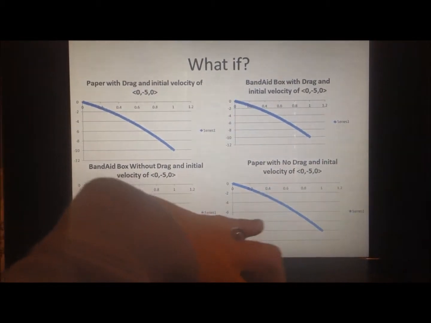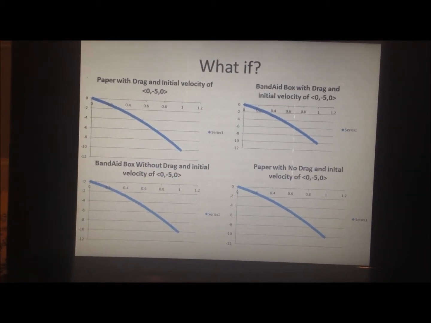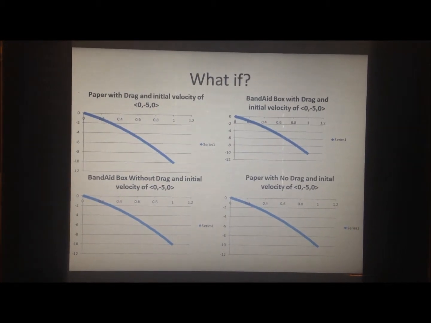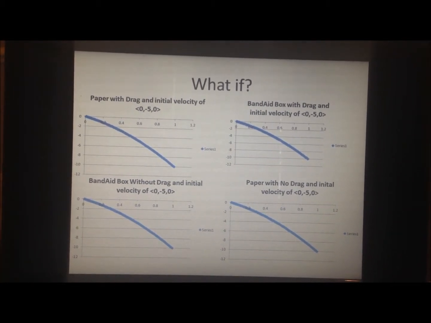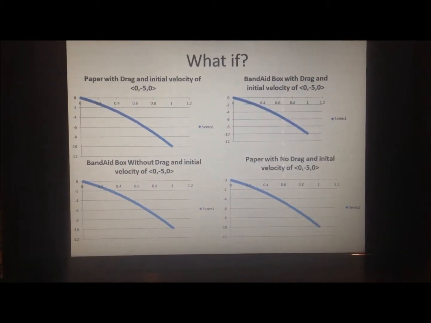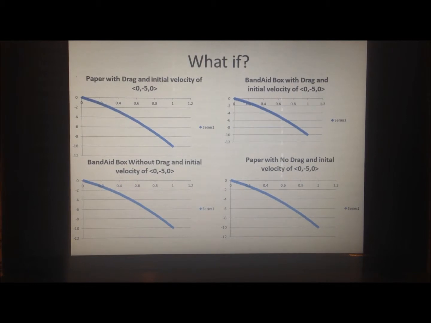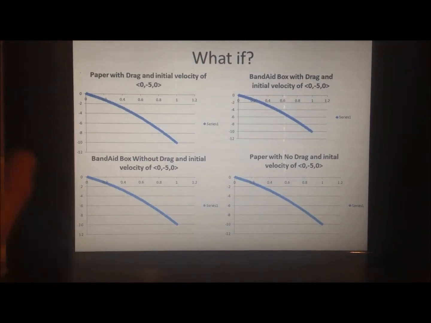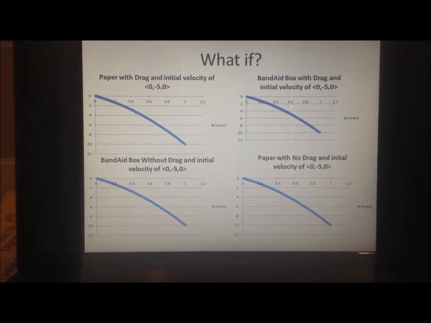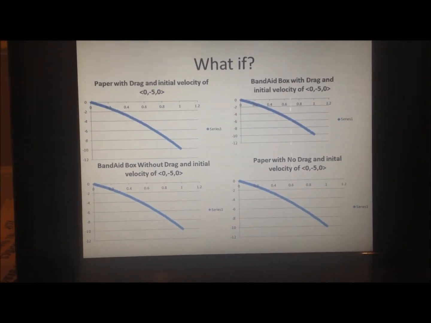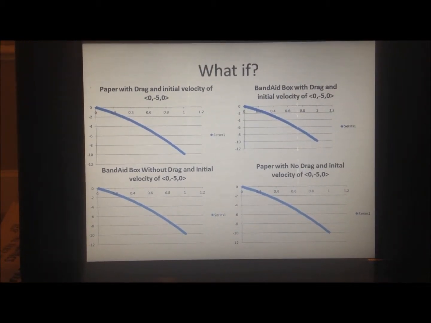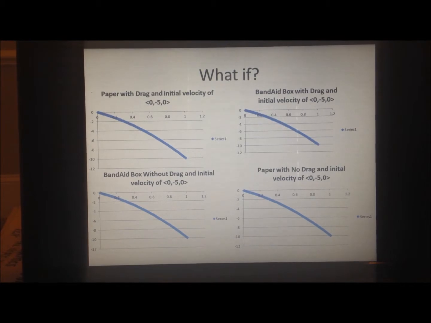Same thing with the Band-Aid box, except that it falls more quickly because it weighs more, which increases the velocity due to the gravitational force. The velocity is the slope of the position versus time line, so that's what I'm pointing out in these two. By adding an initial velocity, the objects reach their terminal velocity quicker when they have the drag force. If they do not have drag force, they just keep increasing because they have no force opposing the velocity, and due to the gravitational force.